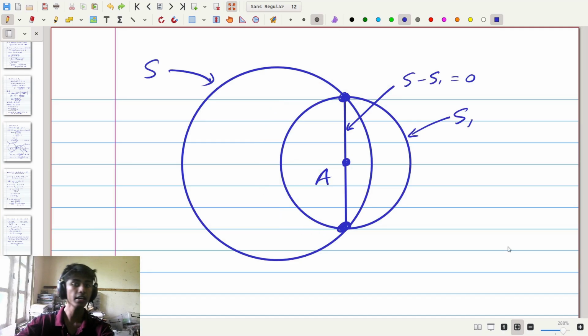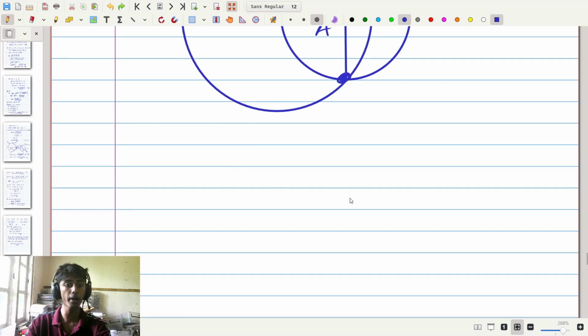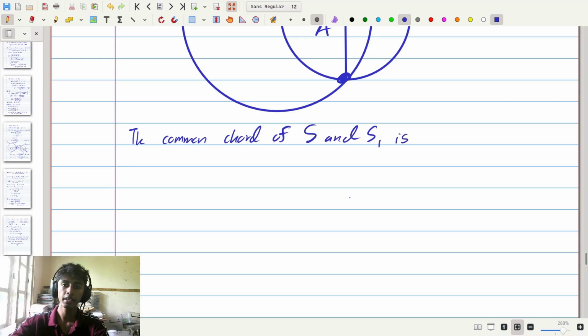Now from this, what we can see is that given two circles S and S1, if the circle S bisects the circumference of the circle S1, it means that the line S minus S1 equals 0 must pass through the center of that circle, which is the point A. And we can use this information in order to form an equation in terms of f and g in order to find the values of f and g. So considering that, what I'm going to do first is to go down and say the common chord of the circles S and S1 is given by S minus S1 equals 0.